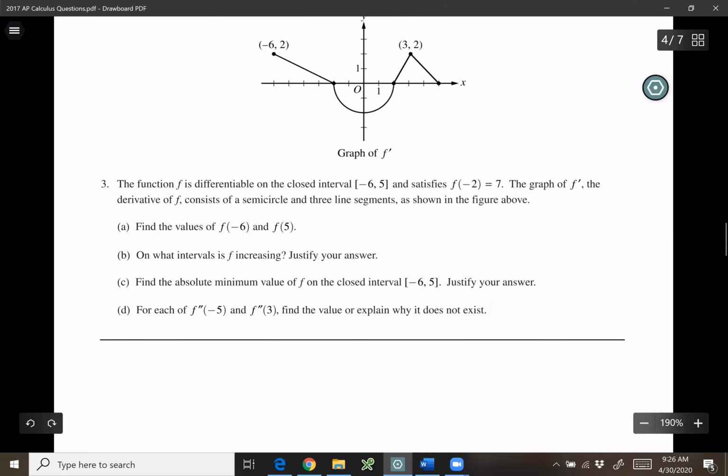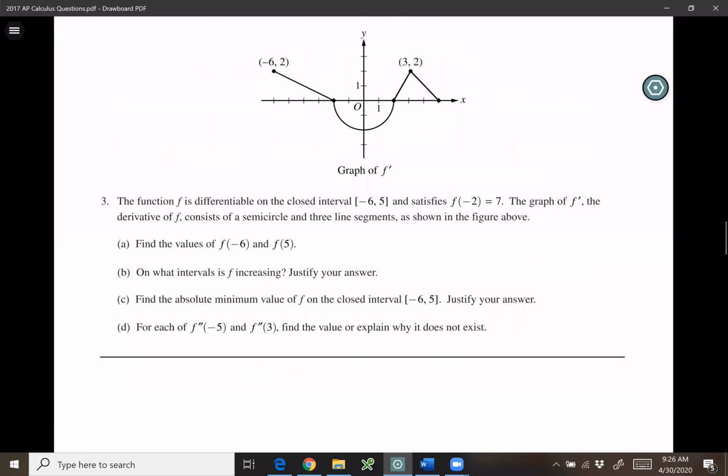Number 3, I'm not going to go over finding the values of F, right? Those are just those integrals, right? You're doing the area under the curve. You do need to make sure that we think about F of negative 2 equals 7. So the issue with number 3 is that they gave us the graph of F prime, but we don't have any formula, right? But what would our generic formula be?